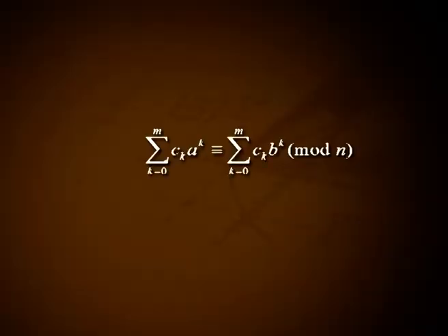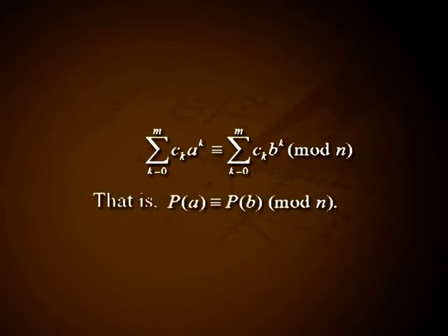Adding these m plus 1 congruences, we conclude that the sum over k from 0 to m of c_k a^k is congruent to the sum over k from 0 to m of c_k b^k mod n, that is, p(a) is congruent to p(b) mod n.